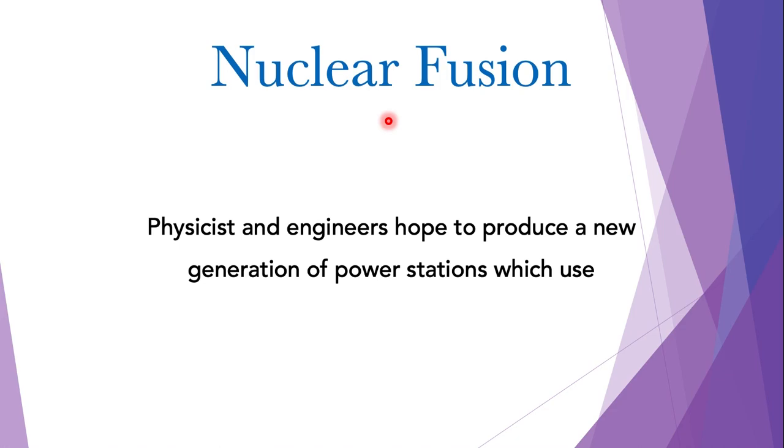A hydrogen bomb is a type of nuclear weapon that uses fusion. Hydrogen atoms fuse together to release large amounts of energy. A small fission bomb is used as the trigger which generates the higher temperatures and pressures necessary to set off the fusion reaction.